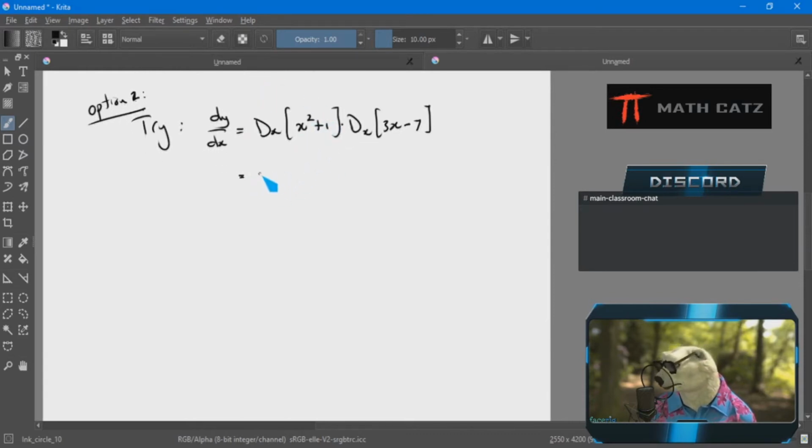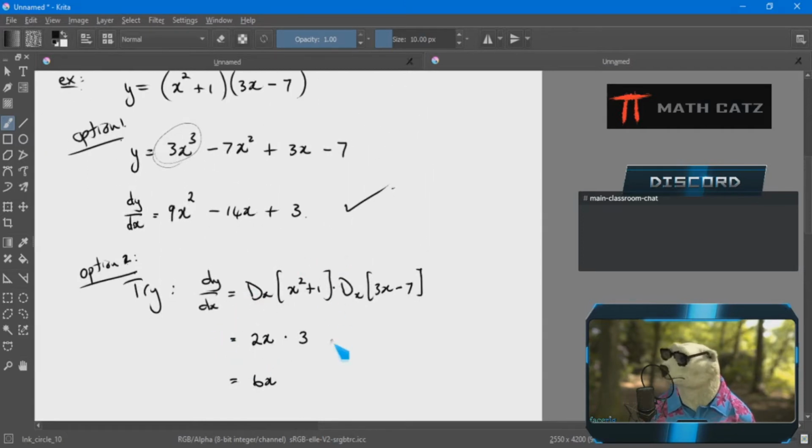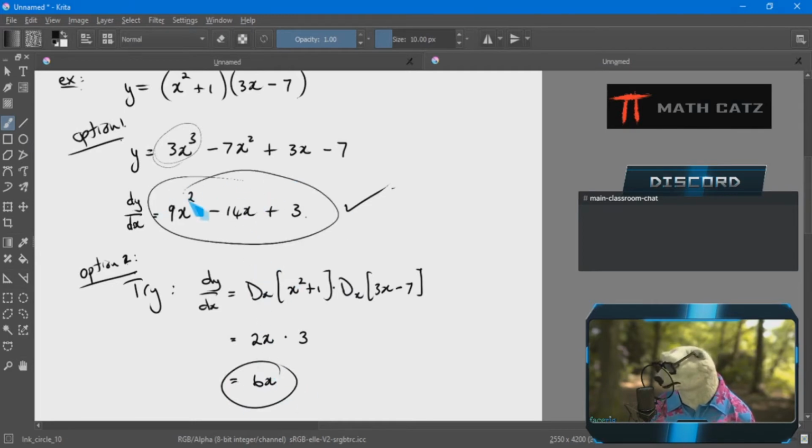So the first derivative is 2x, of course. The next derivative is 3, and that would give me an answer of 6x. And you see, I'm not even close. This isn't even close to the same. It was the same original function. Answers? Nah, not correct.